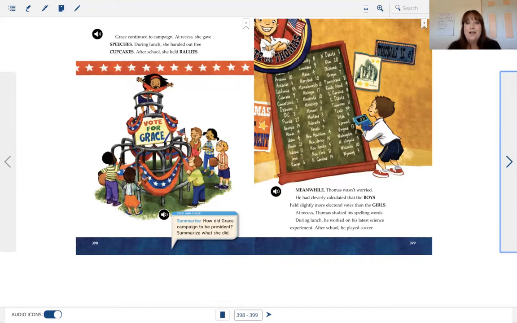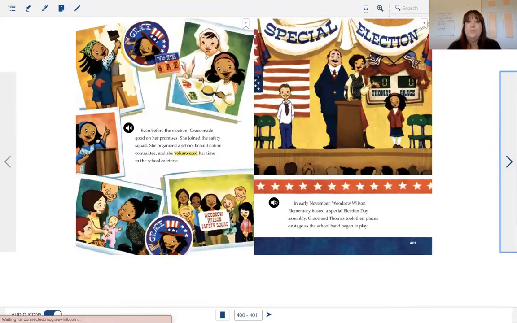At recess, Thomas studied his spelling words. During lunch, he worked on his latest science experiment. After school, he played soccer. Even before the election, Grace made good on her promises. She joined the safety squad. She organized a school beautification committee, and she volunteered her time in the school cafeteria.